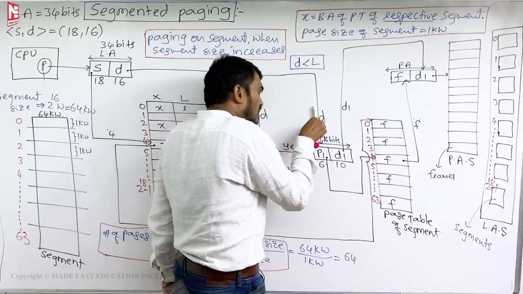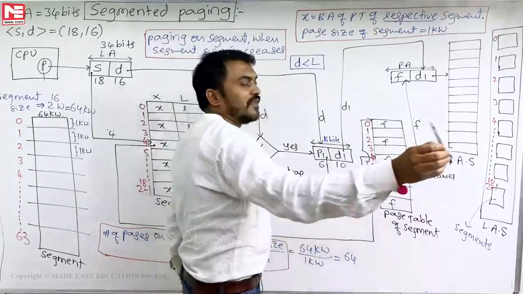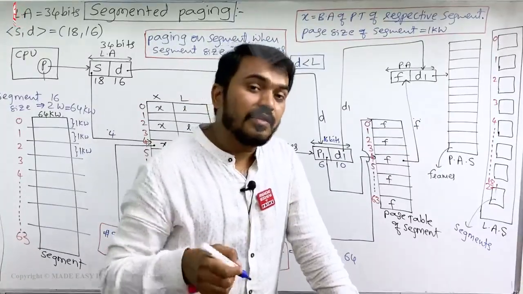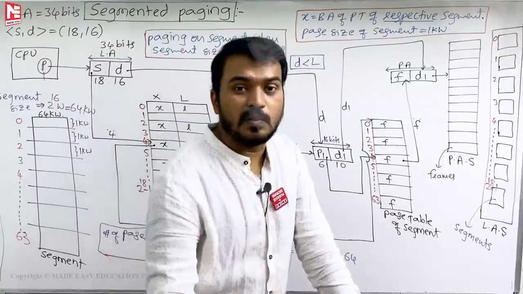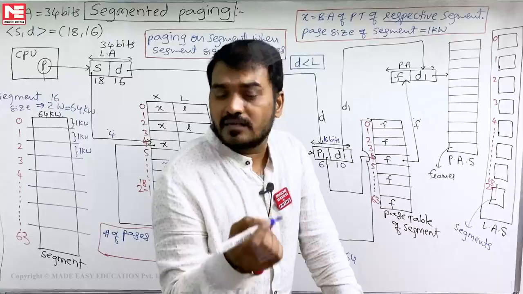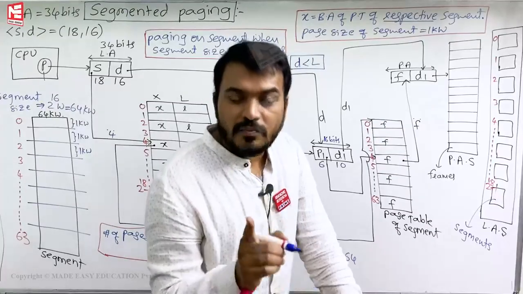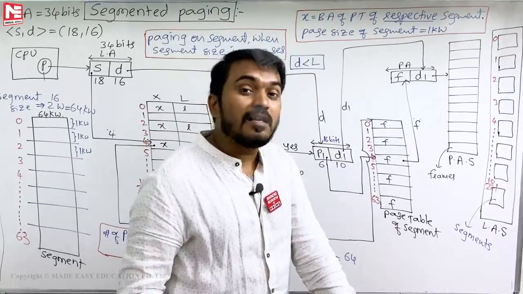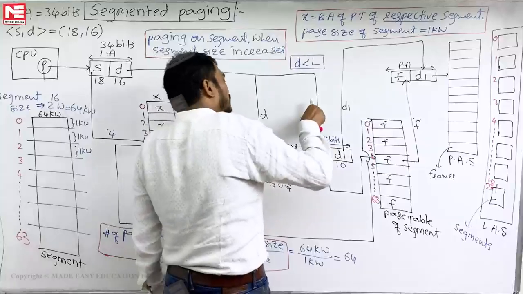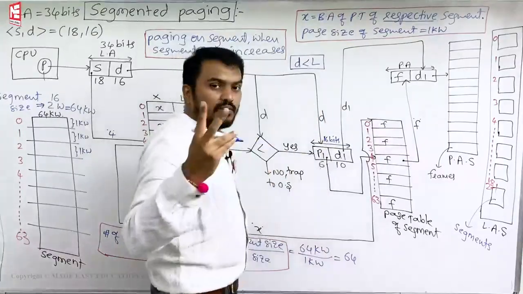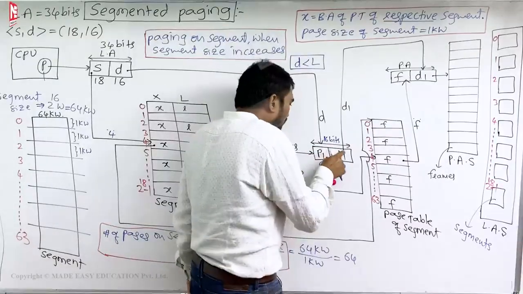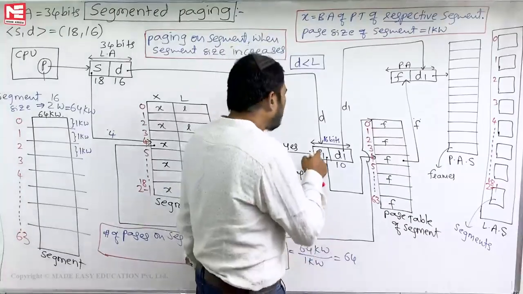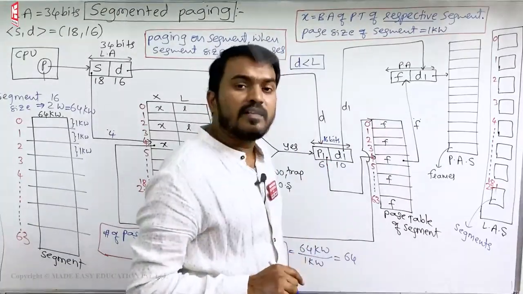Okay, the 16 bits of D is divided into two parts. Remember, when I say the 16 bits of D is getting divided, it means you are applying paging on the segment. So the 16 bits of D is divided into two parts, that is P1 and D1. So what is the meaning of this P1 and D1?